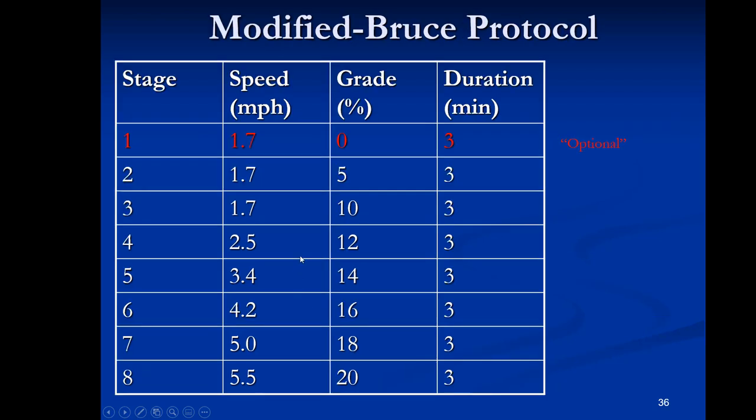So for the modified Bruce, very similar, except it has a couple of initial stages to get the subject more in line, almost like a warm-up period to get them moving before they jump into this first stage. So you can see the first few stages are not at that 10% incline, so 0 and then 5%, and then they jump into the traditional Bruce protocol.